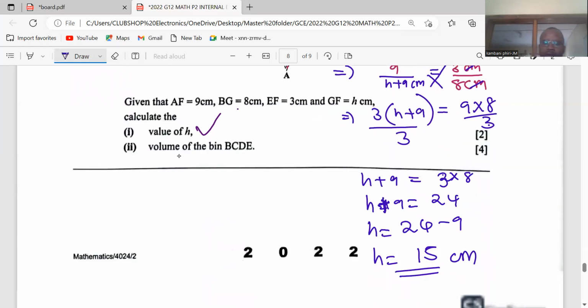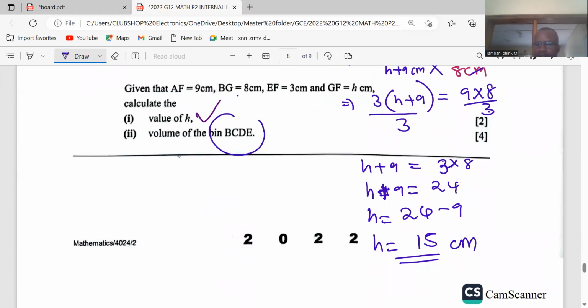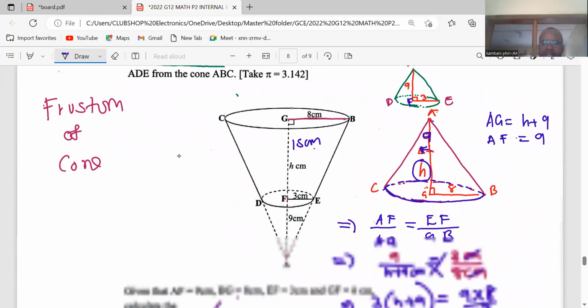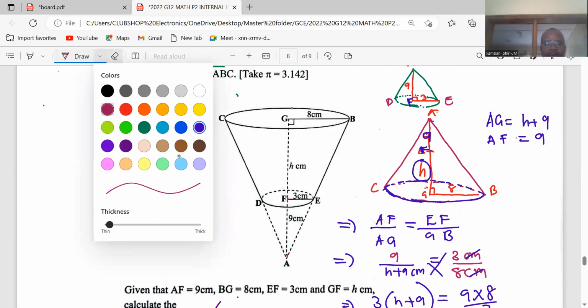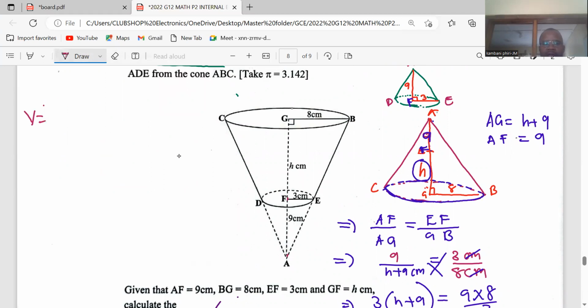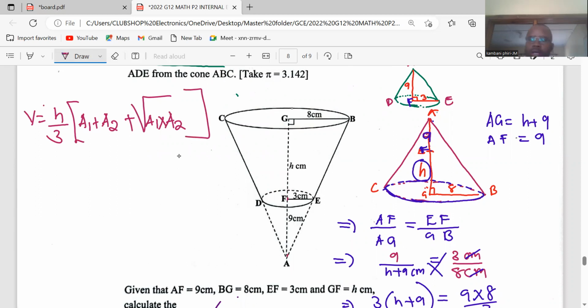Then we find the volume of BCDE, which is the frustum. So the volume of a frustum is given by: volume is equal to the height of the frustum divided by 3, times the area of the top part plus the area of the bottom part plus the square root of the area of the first part times the area of the second part.